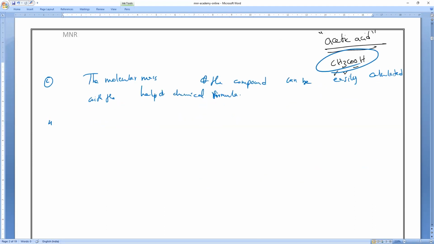We can also calculate the percentage of various elements present in the compound. Very, very important. You all notice that we have already formed the mass ratio and elemental ratio. Do you understand, everybody? Please respond, guys.